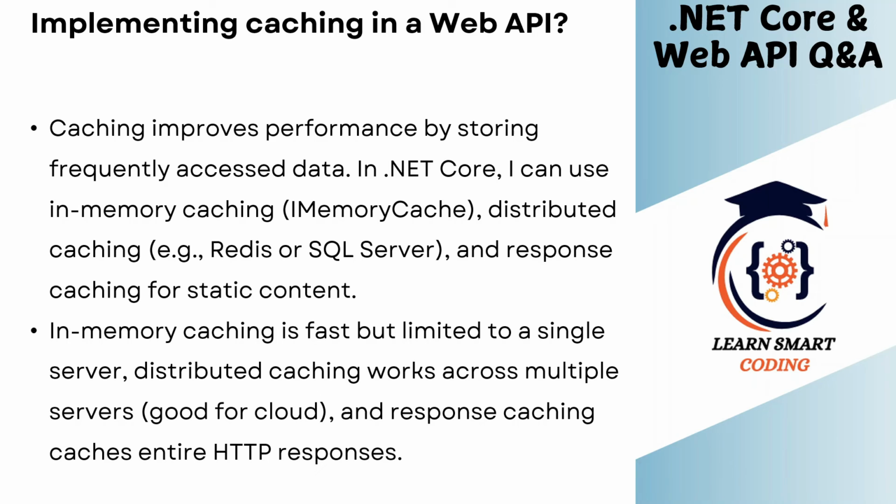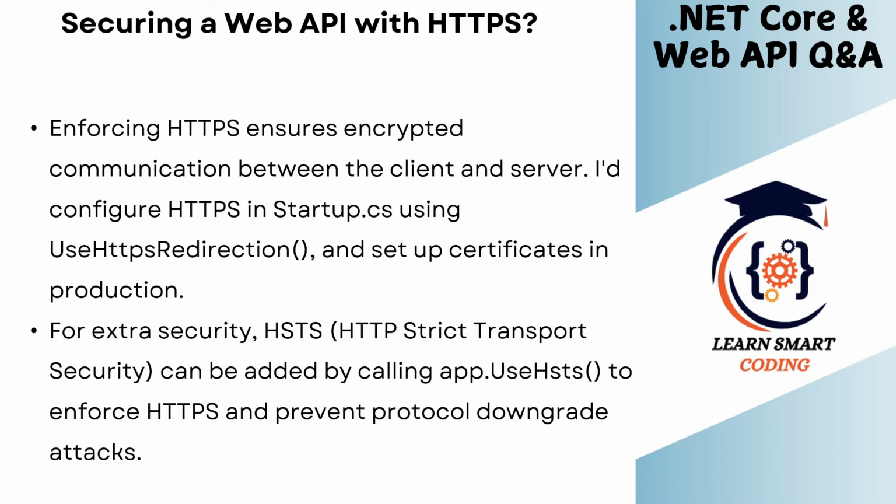Alright. Now, we will talk about securing a web API with HTTPS. HTTPS stands for Hypertext Transfer Protocol Secure. You might have heard about the SSL certificate. Any data that is transmitted over HTTPS is securely encrypted with 164-bit encryption. So that's why HTTPS is always secure and encrypted. The communication between the client and the server is always encrypted.